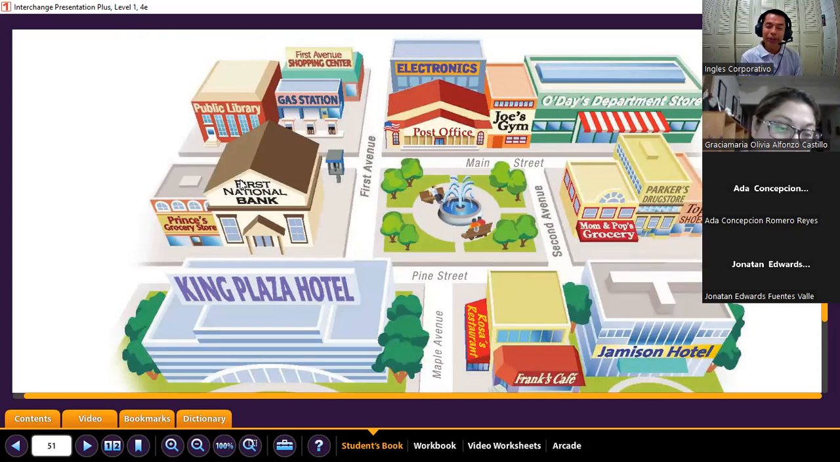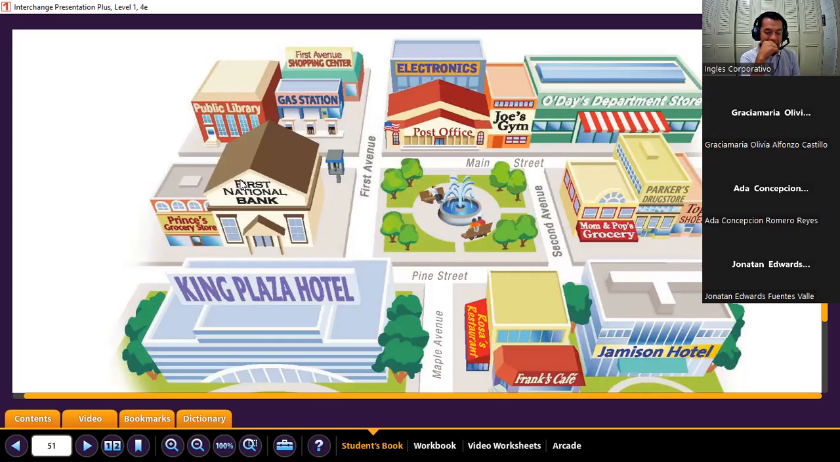Vamos. Entonces, a drugstore. Ok, vamos a ver. Excuse me. Is there a drugstore around here? Yes, there is. There is one next to Mom and Pop's Grocery. Top Shop. Is between. Between.